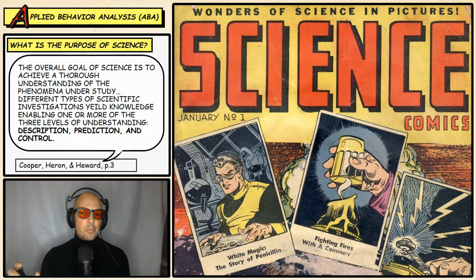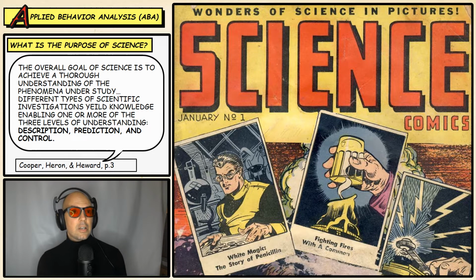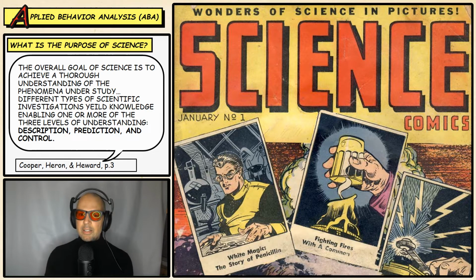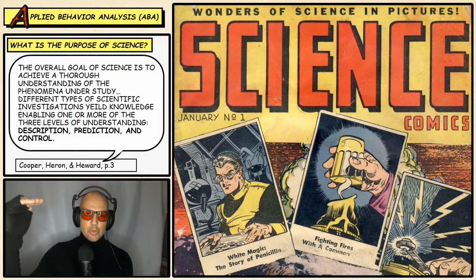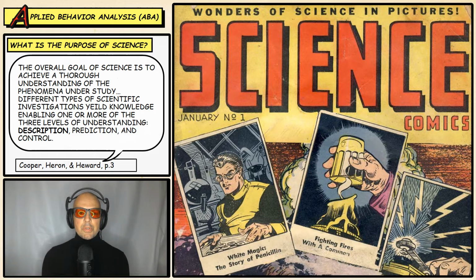So first off, we'll break it down by taking a look at the phenomenon under study. So for our purposes, as we saw in the last video, the phenomenon under study is socially important behaviors. That is what we are trying to understand in functional analysis of behavior. But how do we get to that understanding? So science has different types of investigations that yield different types of scientific knowledge, and this knowledge comes at three levels of understanding. And those three levels are description, prediction, and control. So let's start with description.